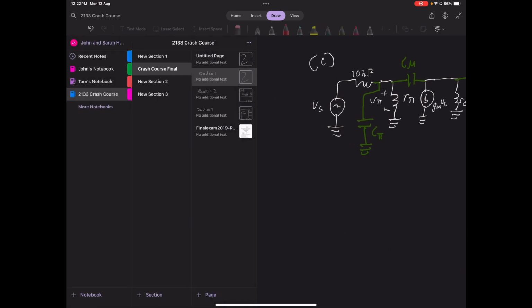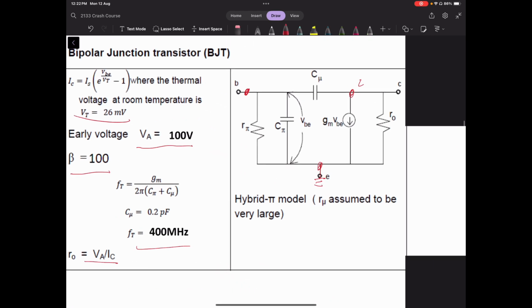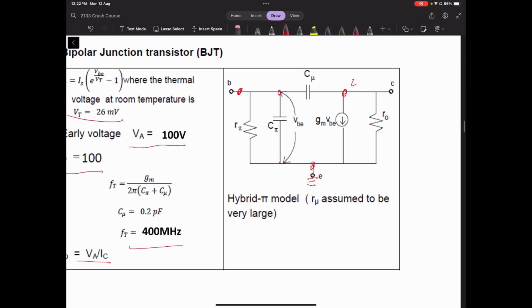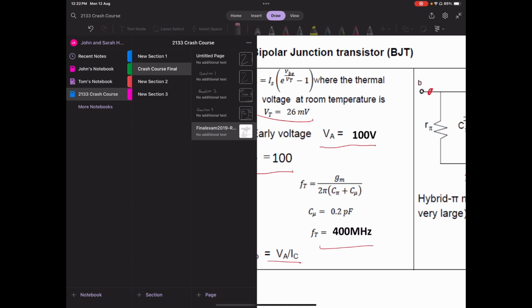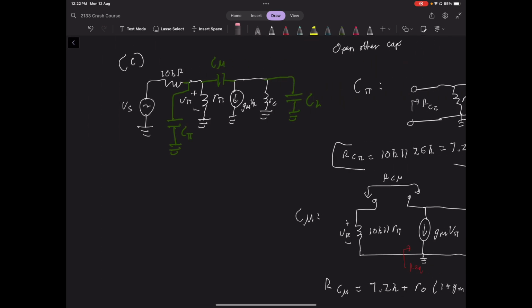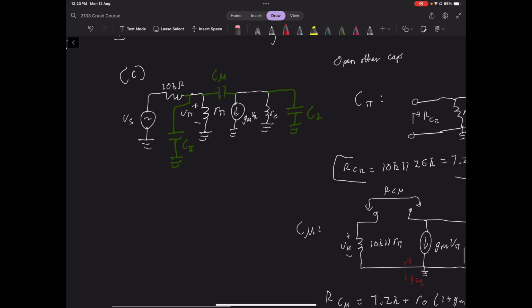Again, referring back to the small signal equivalent circuit, the C pi is connected across the base to the emitter. Obviously the emitter is ground, and C mu is connected across the base to the collector. So I've just drawn those in and connected them like that. This is what our circuit now looks like. And what we are going to do is find the Thevenin equivalent resistance looking into the terminals of each of these capacitors and then multiply that by their capacitance values to get our time constants.